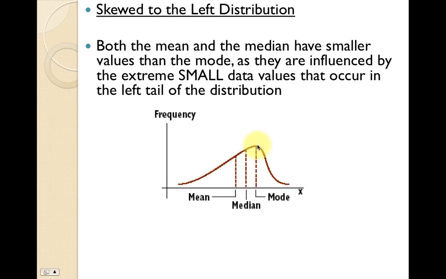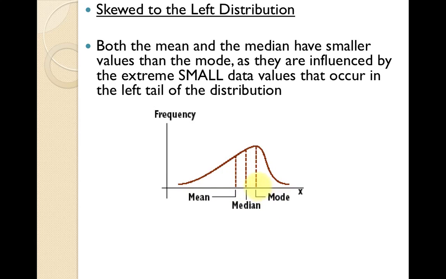Now what happens in a distribution if most of your data values are occurring in this range, but then you've got some really small data values down over here? So imagine a distribution of incomes where most of the incomes were over $100,000, and then you had a few incomes that were in the teens and 20s. Now what would happen to your mean because you have data values in the teens and 20s? Well, the mean would be brought down.